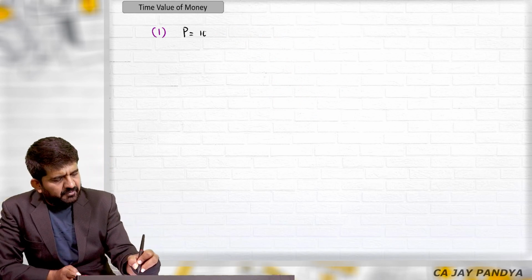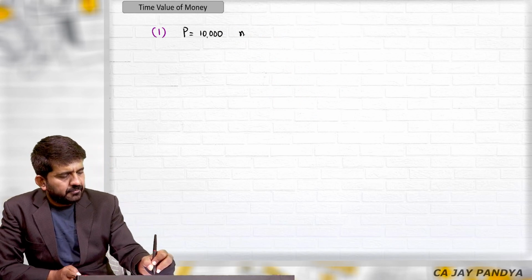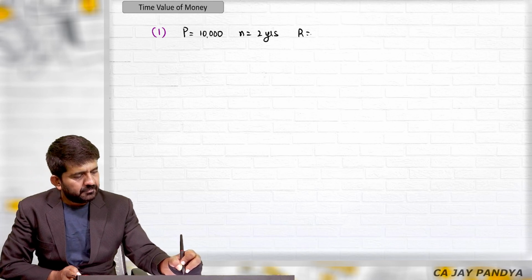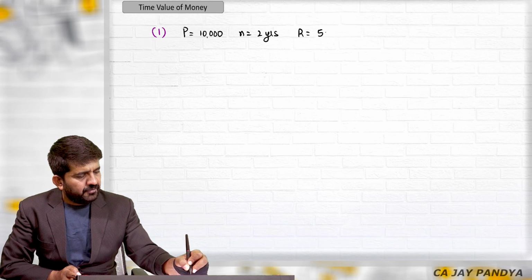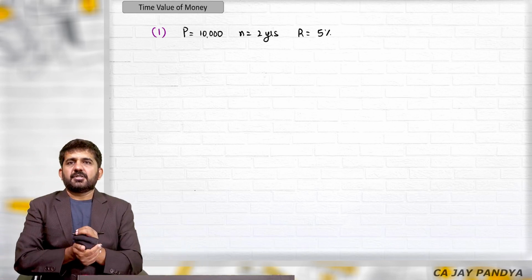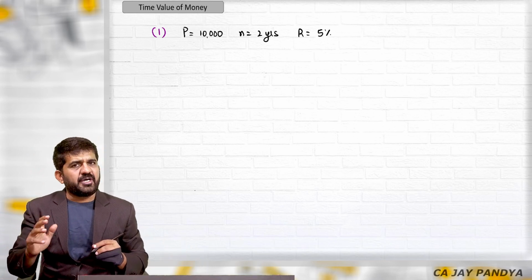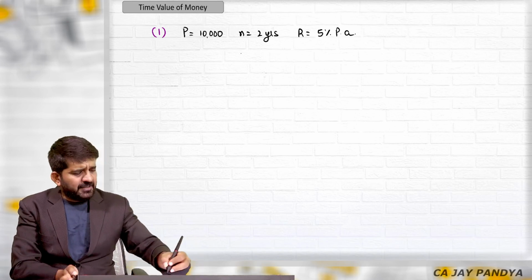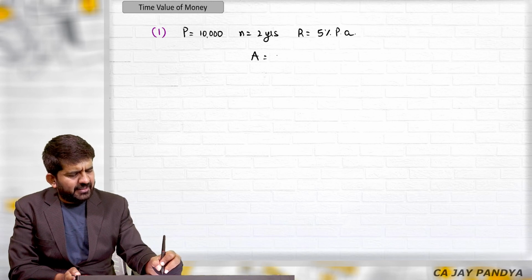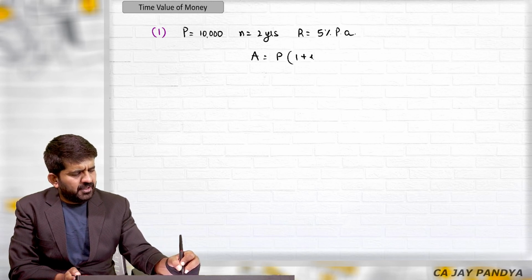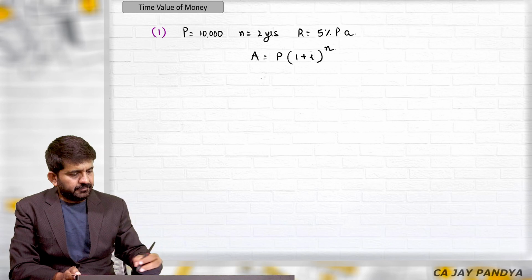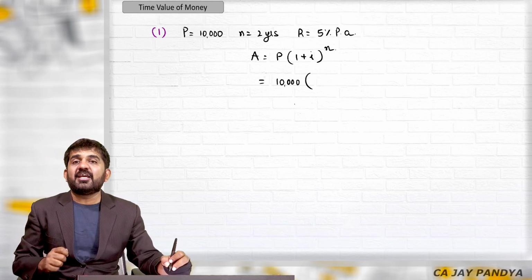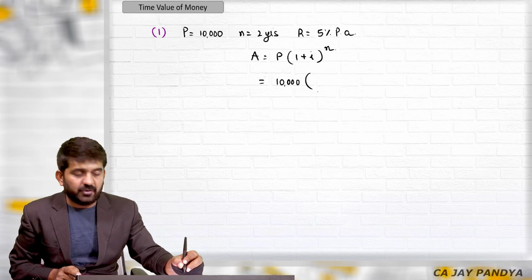If amount invested today is 10,000 for the period of 2 years at the rate of 5% interest, no K. So interest is compounded every year and 5% is per annum. A very simple formula to be used. A is equal to P into 1 plus I raised to N. My answer will be 10,000. Now you should be very comfortable in finding out I. What will be I?